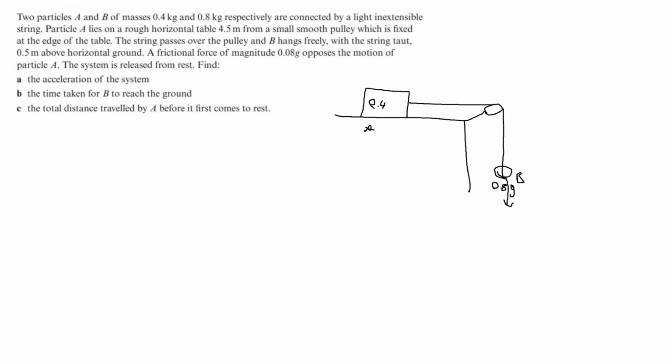Now, what else do we have? We're told that there's a frictional force, 0.08g. We're told this is 0.4g. And then, of course, we have our tension T, and we have our tension T. Is there another force that's exerted? No. Okay, cool. We're also told this is 4.5 meters, and this is 0.5. Perfect.